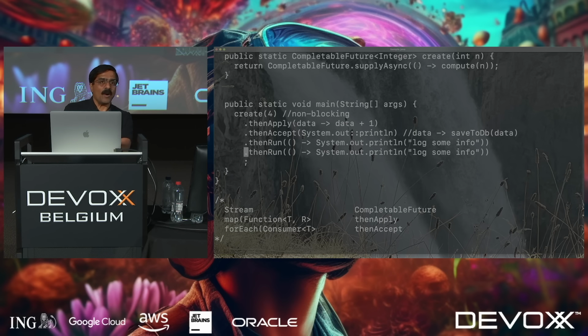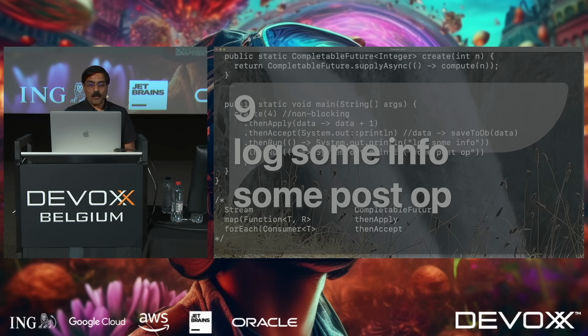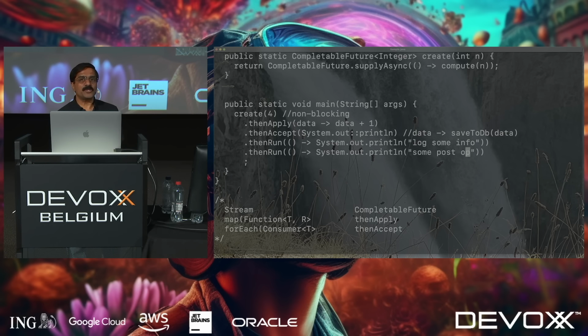You can put another one if you want to. Then run, and you can say post op. So you can run another post op. The point is, a CompletableFuture never really ends. You can keep adding on to it and on and on. And at some point, you just run out of the stages, and it says, I don't have anything else to do, right? And it finishes up. So you can keep tagging on as much as you want in here.